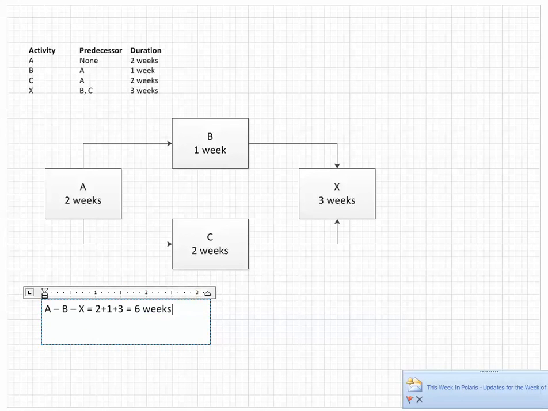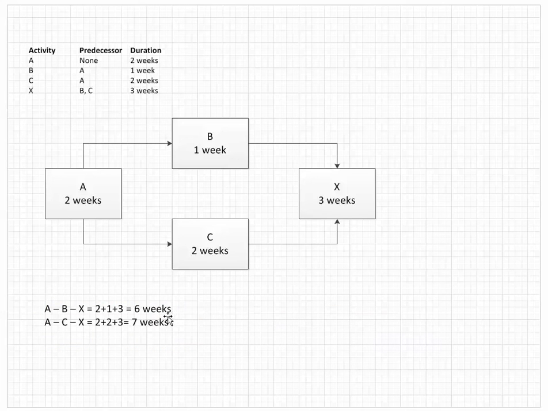The next path through the network is going to be A, C, X, and that's equal to 2 for A plus 2 for C plus 3 for X is equal to 7 weeks. Now what that means, having calculated that, I guess the answer is so what? Well, let's talk about what that means.